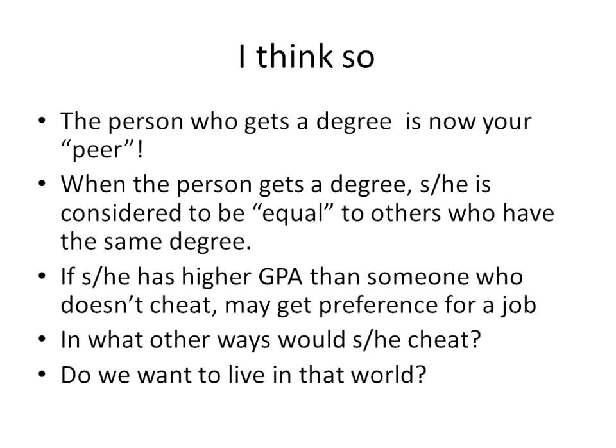So that bothered me, and I think it's a problem if they aren't caught, because that person who gets the degree is now your peer. If you have a bachelor's degree, they're your peer. If they get a master's, if they get a doctoral degree, depending on your degree, they're your peer. When a person gets a degree, she or he is considered to be equal to others who have the same or similar degree. If they have the higher GPA, they may get a preference for a job. If they are going to cheat in school, what else will they do to cheat? And do we really want to live in that world?